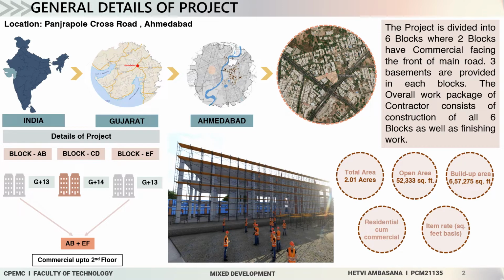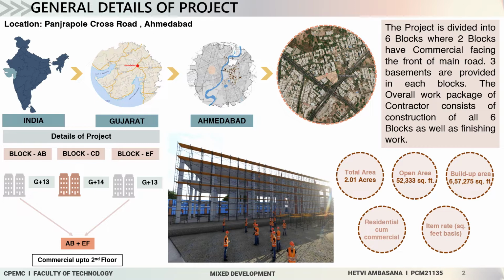This project is located in the state of Gujarat. It is located in Ahmedabad city near Panjrapol Crossroad. The project is divided into 6 blocks, namely A, B, C, D, E, and F. Blocks A, B, E, and F are G plus 13, while blocks C and D are G plus 14. Blocks A, B, E, and F have commercial up to the second floor, and from the third floor it is residential.